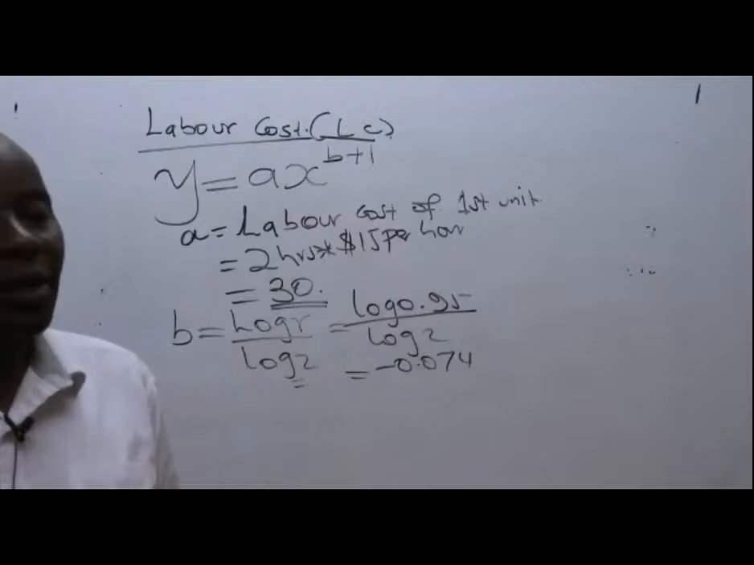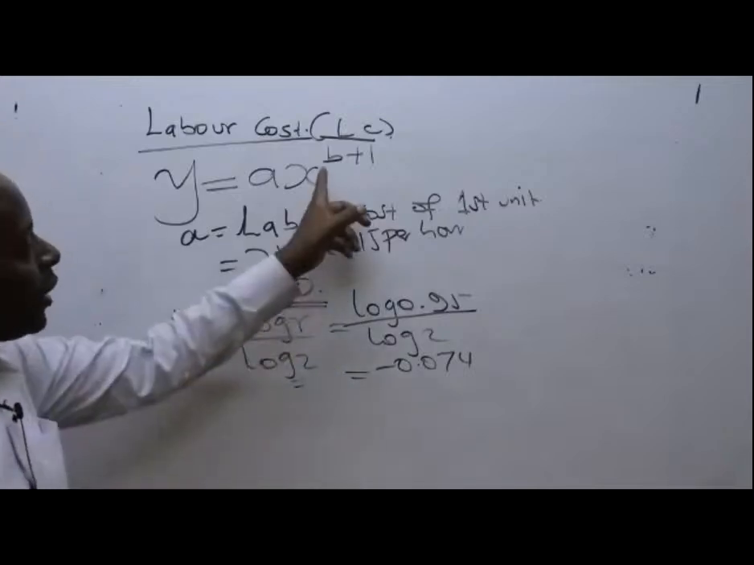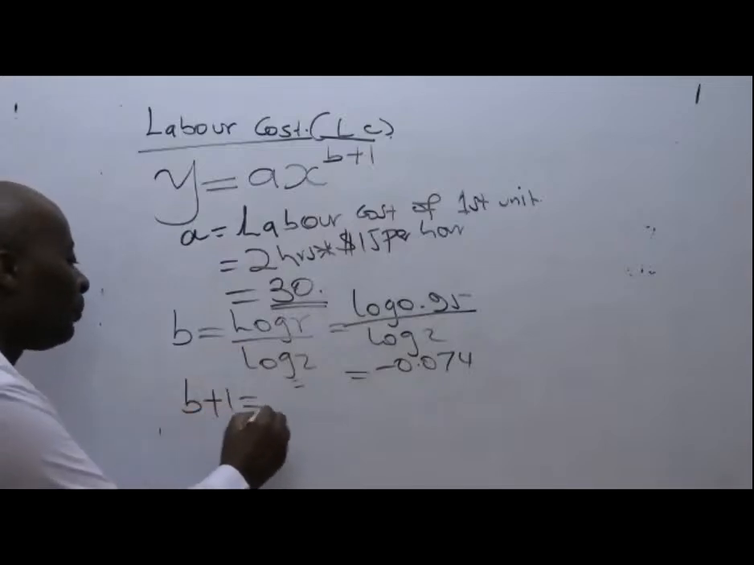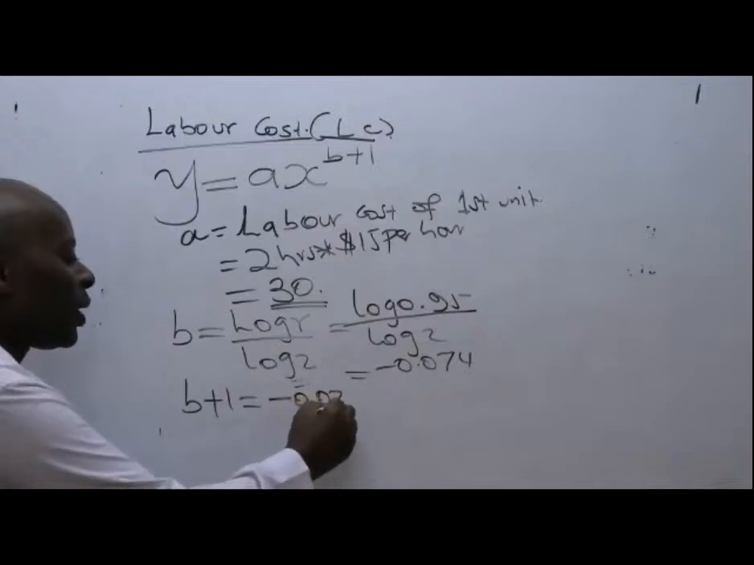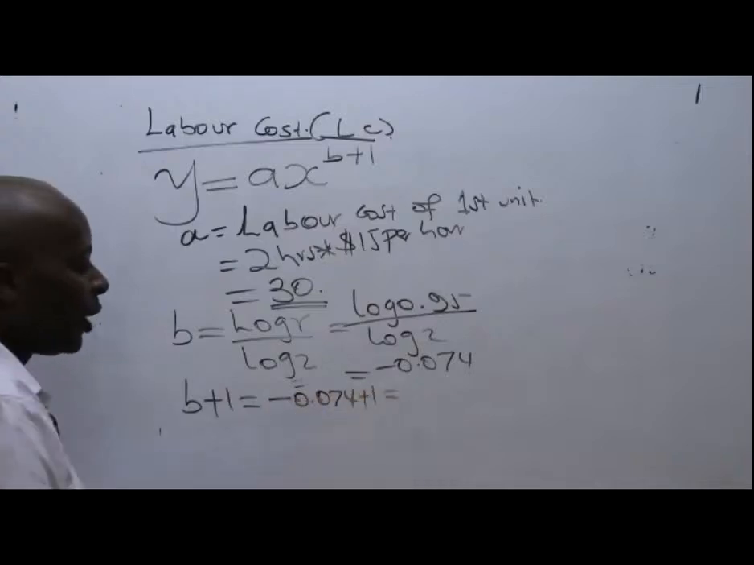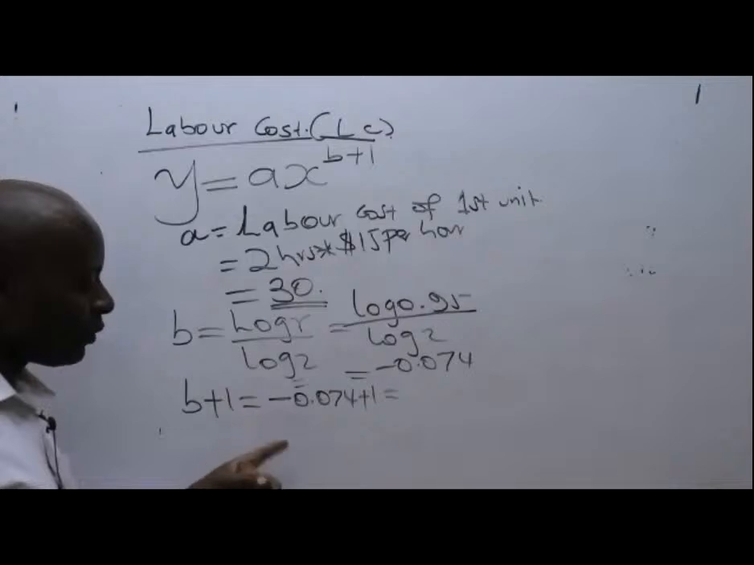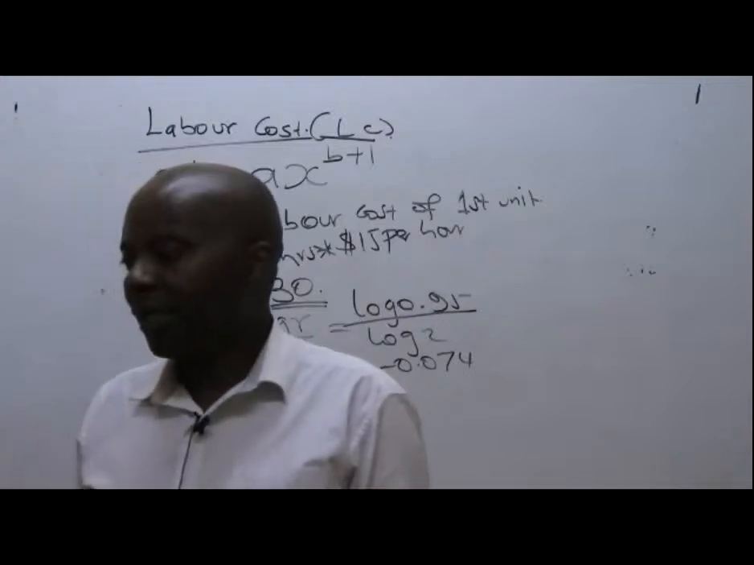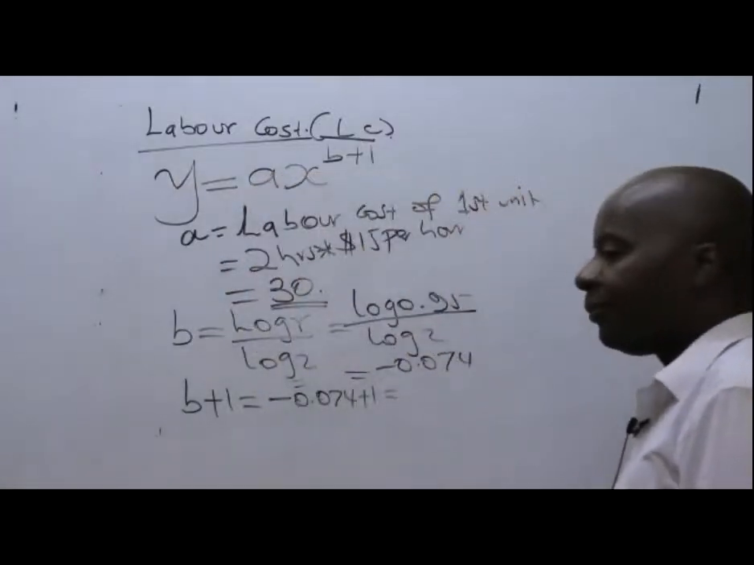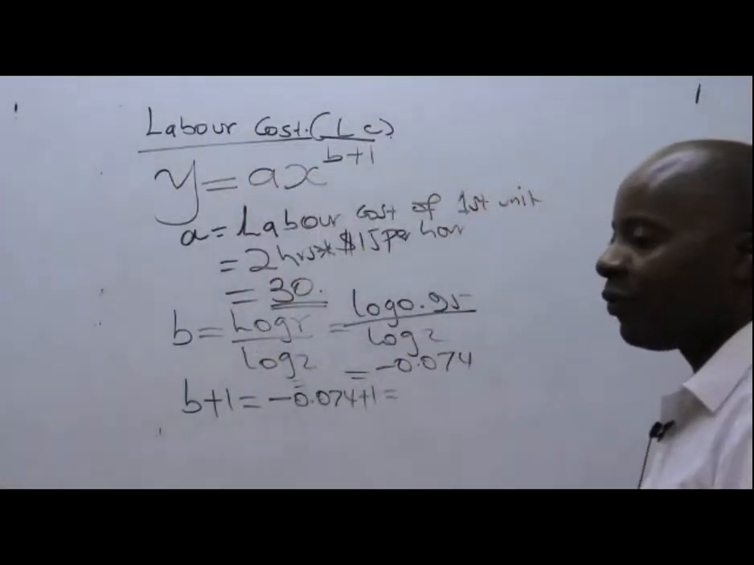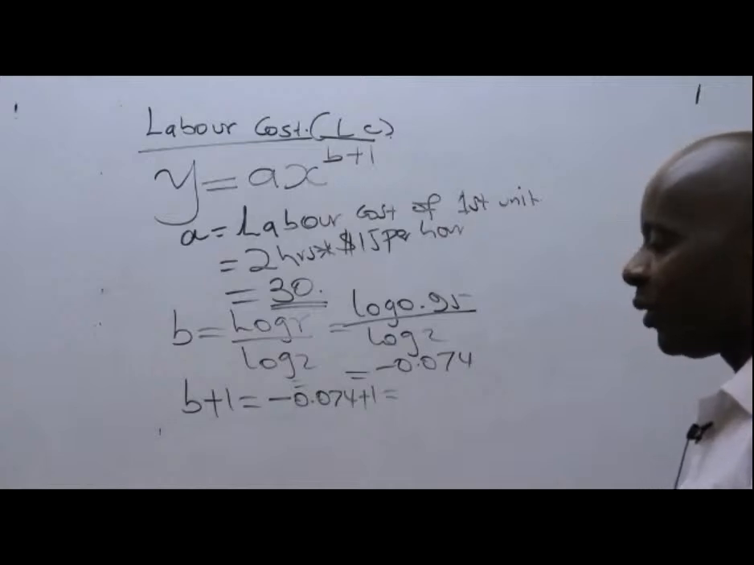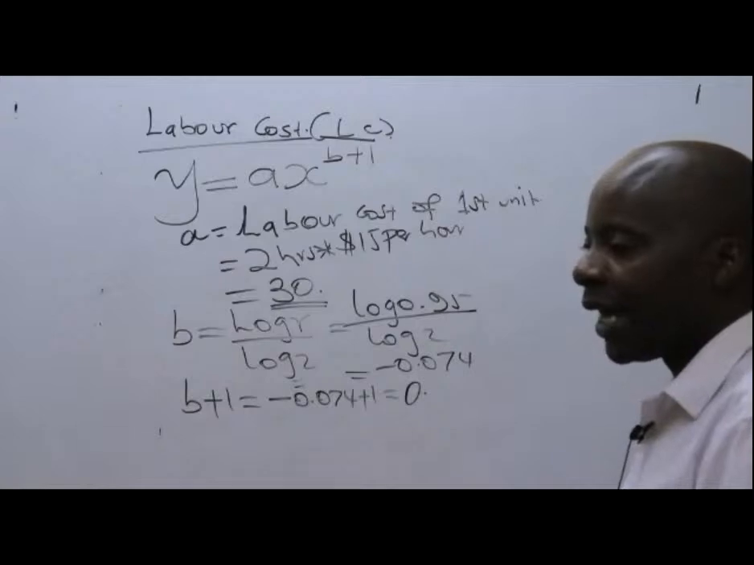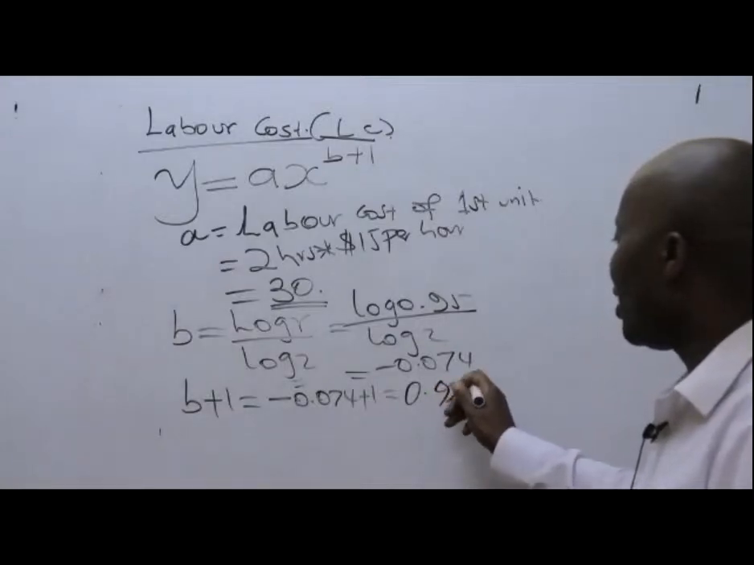Ladies and gentlemen, the moment you give me B, I know as per the exponent we are to give them B plus 1. So this will be minus 0.074 plus 1, which will end up giving us what figure? Minus 0.074 plus 1. What figure do we have here, somebody? 0.926. Thank you very much, Lucy.